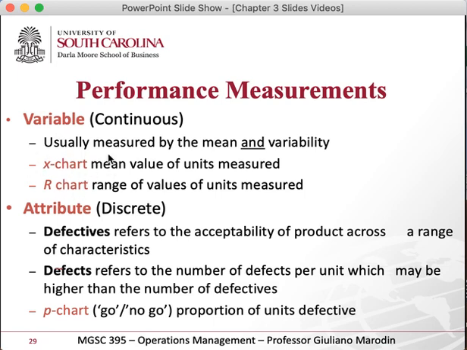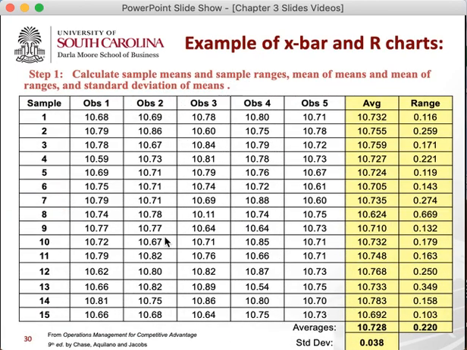After this, we're going to look at the attribute, which is the discrete, when there's good or bad product. But now, think about measuring something. This is an example table, very similar to the ones you're going to find on the exams, on team assignments, and in the Pearson MyOM lab problems. Imagine that we collected 15 different samples, and in each sample, we collected 5 observations.